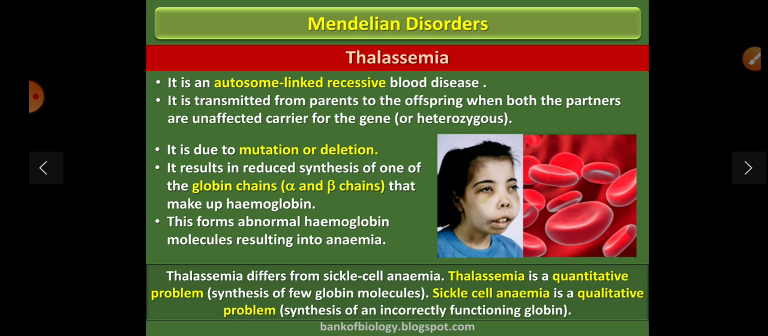Thalassemia differs from sickle cell anemia. Thalassemia is a quantitative problem, meaning synthesis of fewer globin molecules, whereas sickle cell anemia is a qualitative problem, meaning synthesis of an incorrectly functioning globin. So in sickle cell anemia, the sixth position glutamic acid changes into valine.